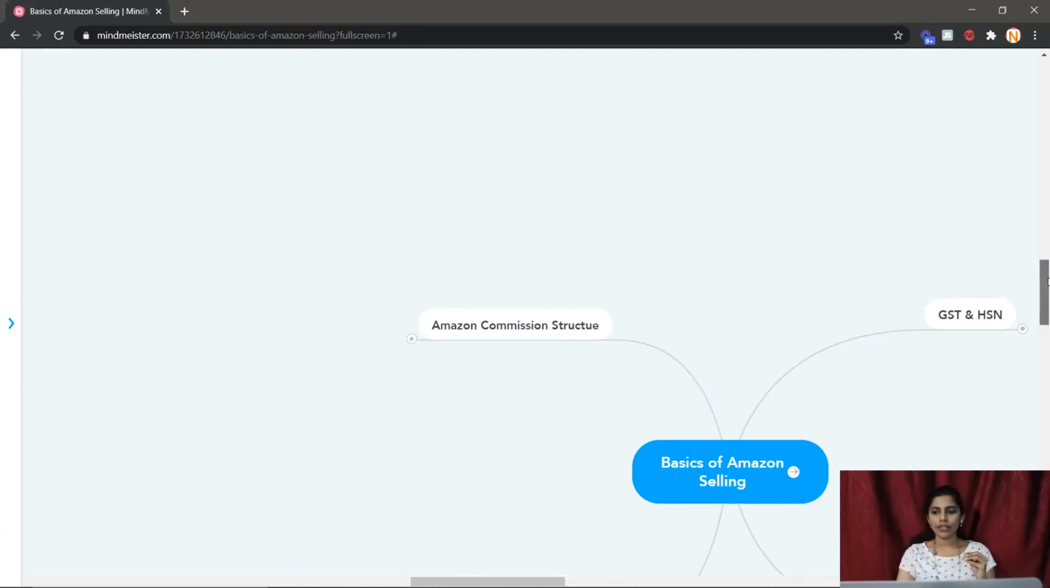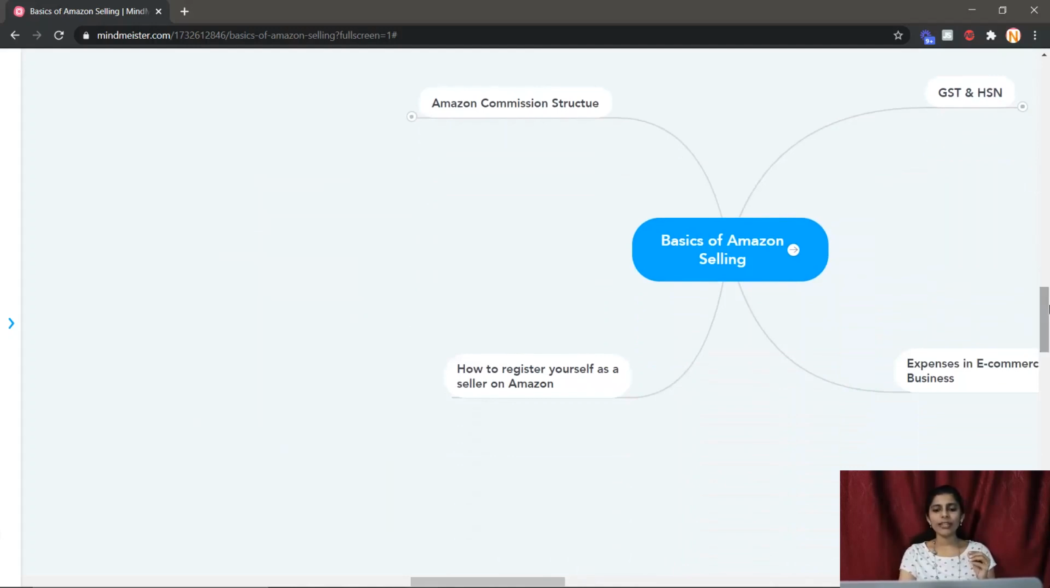So next we have the basic thing, like how you can register yourself as a seller on Amazon. To register on Amazon, we need GST, PAN card, bank details. So now I am going to walk you through the step-by-step process of doing it. And I repeat again, in case you are planning to sell non-GST items, then GST is not required.